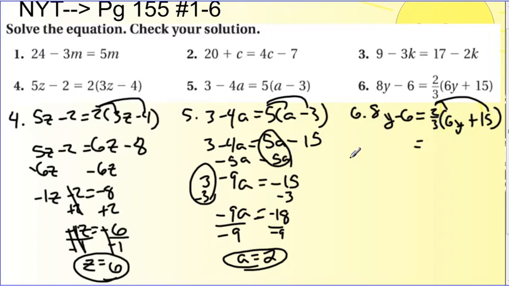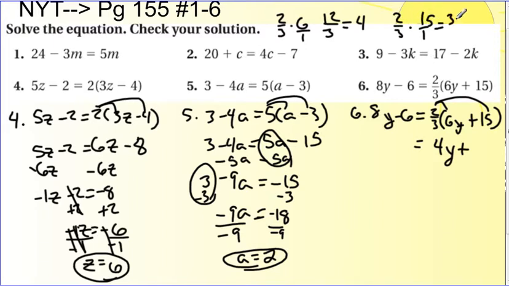So when I take 2/3 times 6 over 1, 2 times 6 is 12, 3 times 1 is 3. 12 divided by 3 gives us 4. 2/3 times 15. 2 times 15 is 30 over 3, which is 10. On the other side, 8y minus 6.